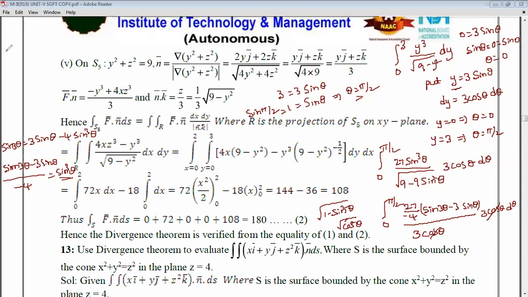So if you apply integration, minus 27 by 4 into: the first term, sine 3 theta, integration is nothing but minus cos 3 theta by 3. And for minus 3 sine theta, the integration is minus 3 into minus cos theta, so plus 3 cos theta. Between the limits 0 to pi by 2. If you substitute the upper limit, obviously both become 0, cos 3 pi by 2 is 0 and cos pi by 2 is 0.